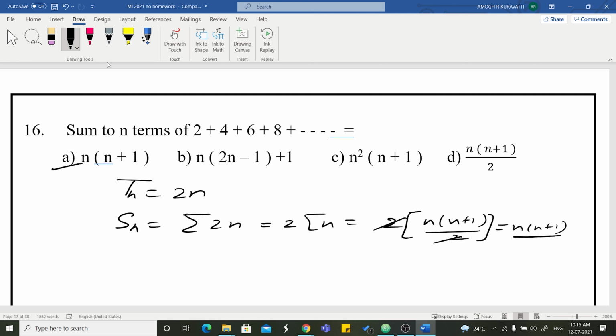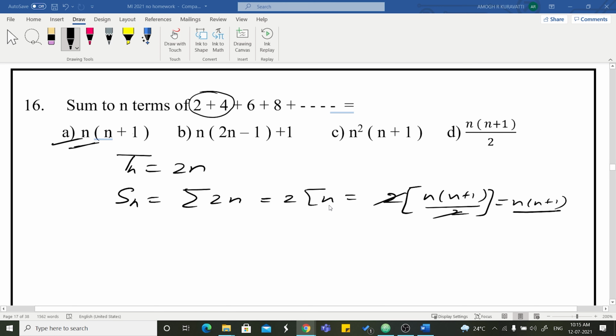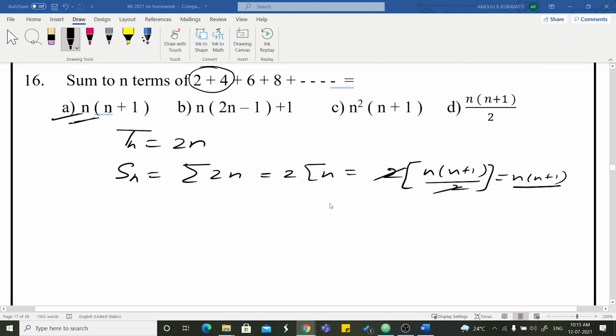Trial and error method: put n is equal to 2. N is equal to 2 means sum of two terms. 4 plus 2, 6. 6 should come. N value 2. 2 plus 1, 3. 3 into 2, 6. So this is the trial and error method. So option A is the right option. Okay. I hope it is clear. Yes, sir. Okay.